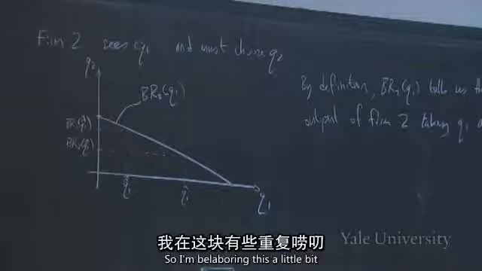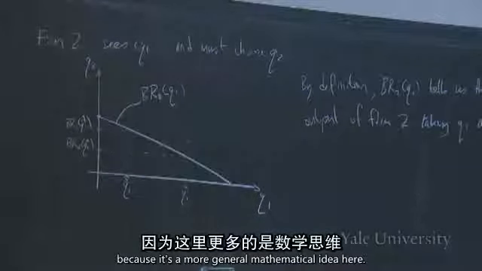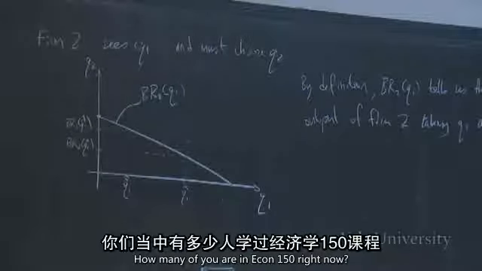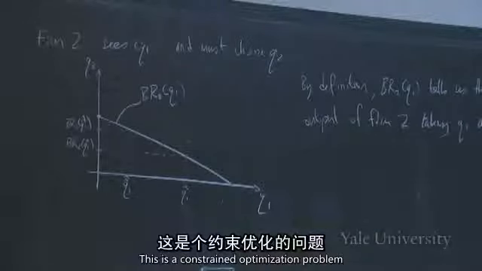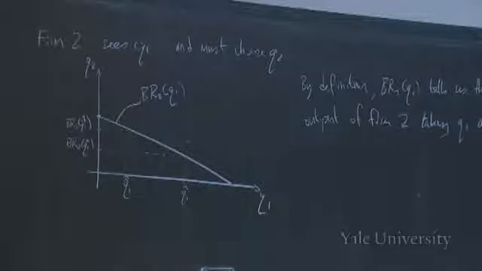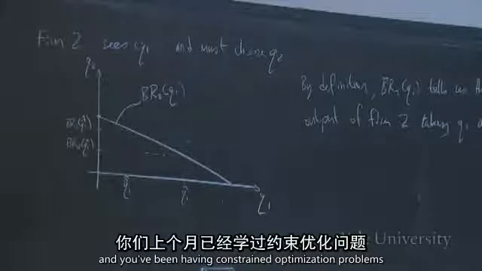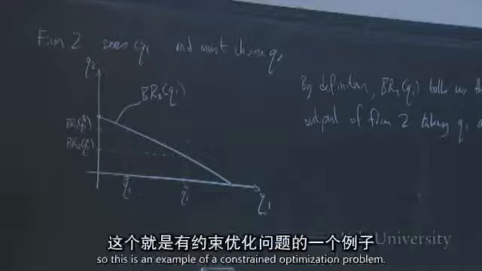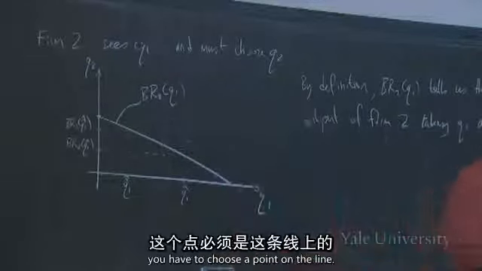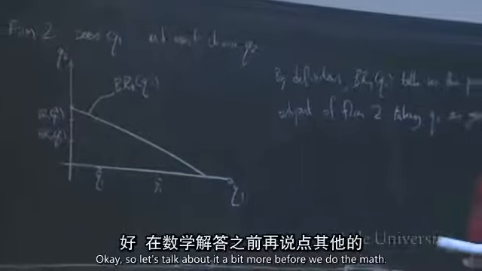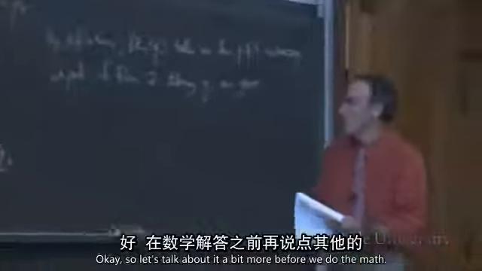Right? So I'm belaboring this a little bit because it's a more general mathematical idea here. How many of you are in Econ 150 right now? Right? So for those of you in Econ 150, it should be a very familiar kind of thing. This is a constrained optimization problem. And you've been having constrained optimization problems rammed into you for the last month or so, right? So this is an example of a constrained optimization problem. Right? You have to choose a point, but you can't choose a point freely. You have to choose a point on the line. All right? OK, so let's talk about it a bit more before we do the math.